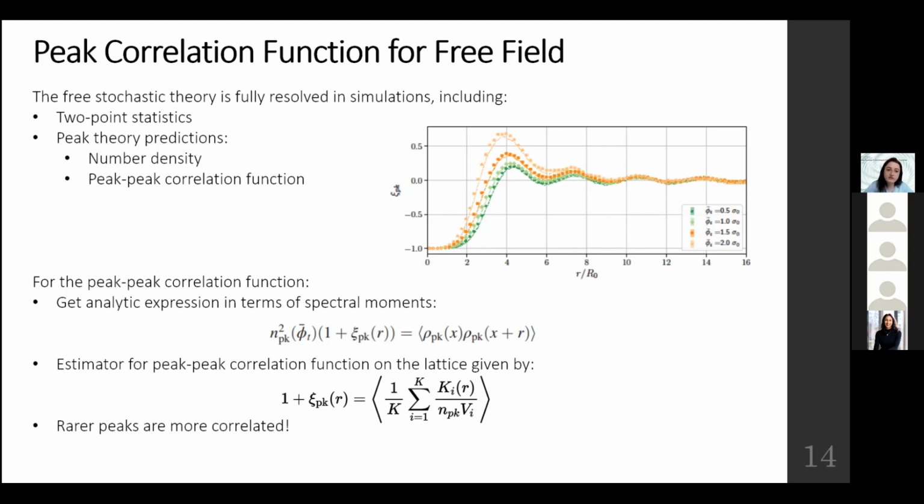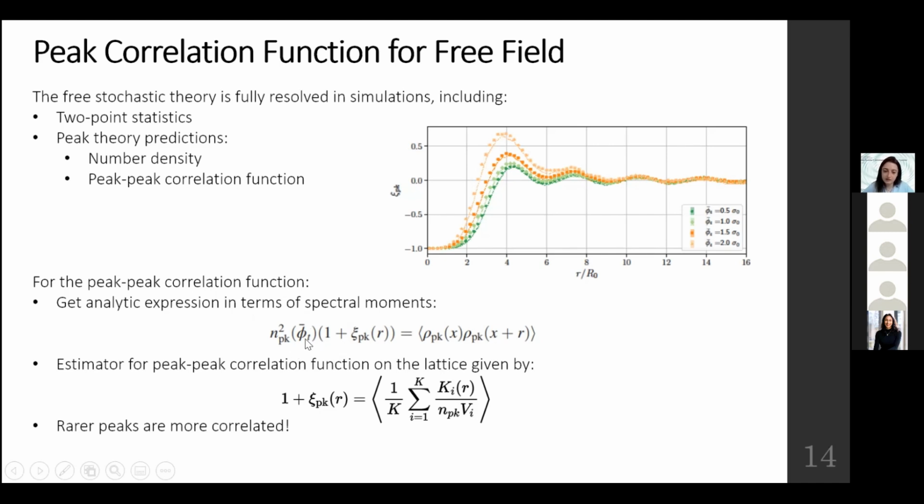We recovered the 2-point statistics and the peak correlation function and distribution. In particular, for the peak correlation function, we compared the analytic expression that we obtain in terms of spectral moments. This is computed for the one-dimensional case. So what we show here is that the correlation function psi is a function of the separation between the peaks, r, divided by the number density of peaks on a particular slice.